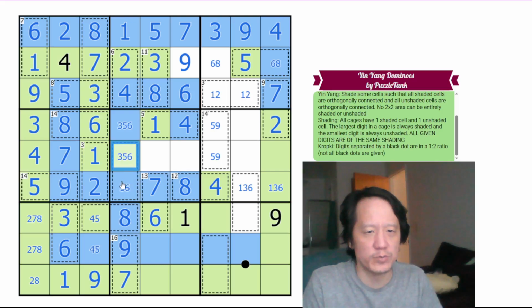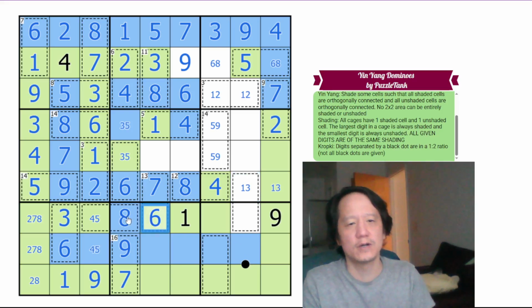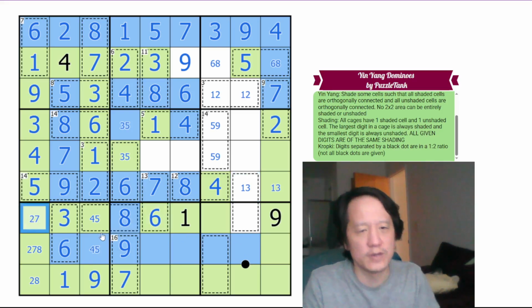If this were 6, it would be greater than... If this were 3, it'd be smaller than all of these. So this must be 6, which means this can't be 6. This can't be 6. These can't be 6. This is a 1, 3 pair. This 8 eliminates 8 from being there.